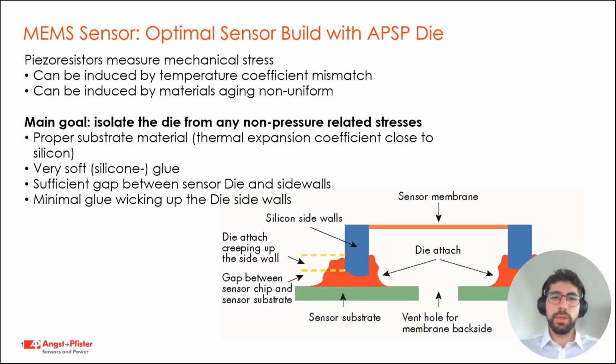Lastly, the overall sensor package also has an effect on the die, though to a much lesser degree. As always, all these parameters contain some performance versus cost trade-offs. But overall, for low pressure die in the sub 20 kPa range, we advise against attaching directly to metal, and we consider a soft glue a requirement to achieve good performance.